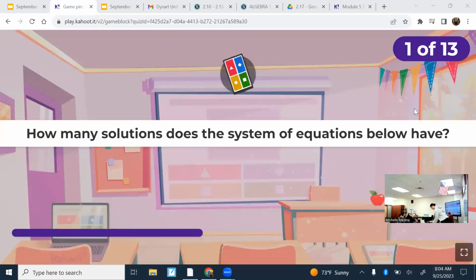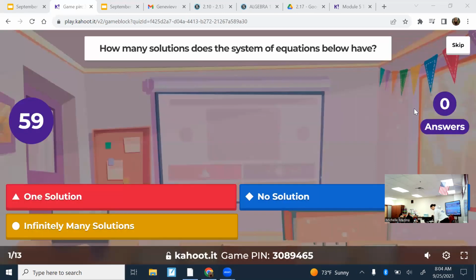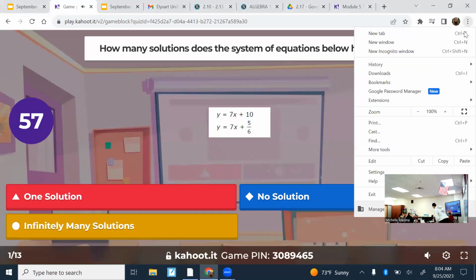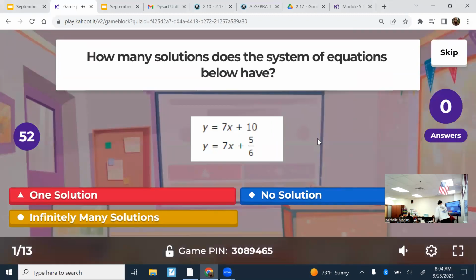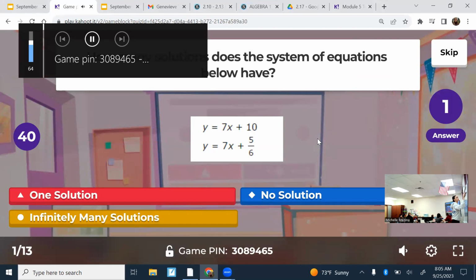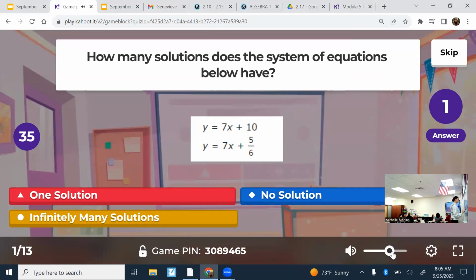All right, so first question: how many solutions does the system of equations below have? I'll try to make it bigger. How many solutions for that system? y equals 7x plus 10, y equals 7x plus 5/6. How many solutions is the question? Remember, take notes as we go. So once you answer, start jotting it down on the paper I gave you.